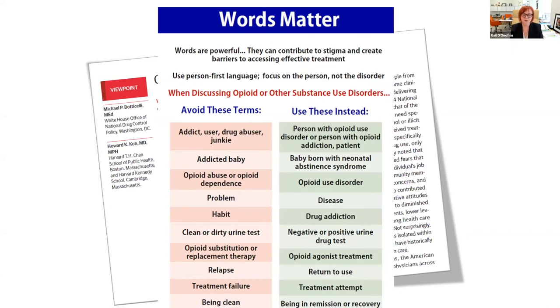So what we try to do is avoid those words on the left and use the ones on the right side. Instead of using the word addict, it's a person with an opiate use disorder. Same, we don't say the word alcoholic. We say a person with alcohol use disorder. Babies can't be addicted, since we know that to be addicted or to have an addiction, you'd have to be doing things that you know are wrong and have consequences, et cetera. And obviously that's insane. A baby can't do that. So it's a baby with neonatal abstinence syndrome. They don't have a problem. They have a disease. There's no such thing as clean and dirty. We don't say if someone has glucose in their urine that they have a dirty urine. They have a negative or positive drug test.